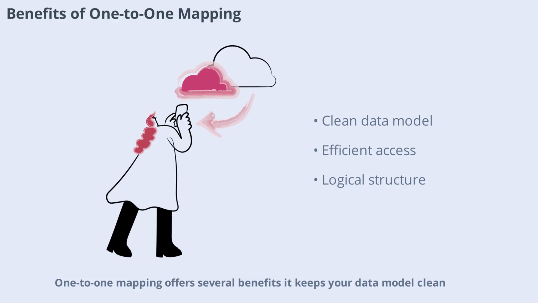One-to-one mapping offers several benefits. It keeps your data model clean, separates concerns, and allows for efficient data access. By splitting related data into distinct tables, you can optimize queries, manage optional information, and maintain a logical structure that's easy to understand and extend.